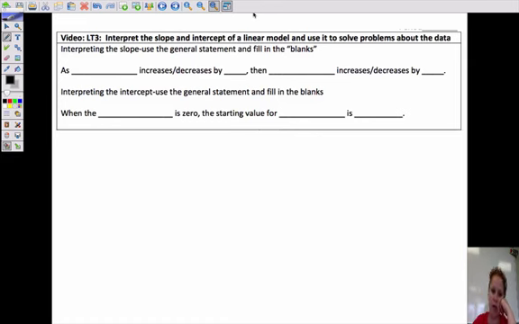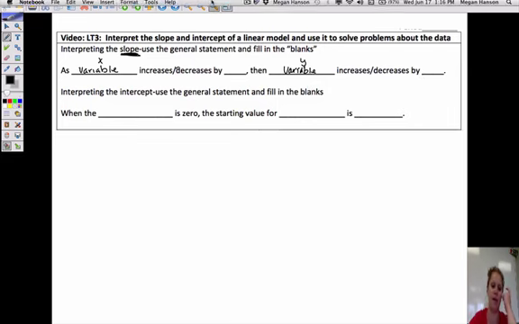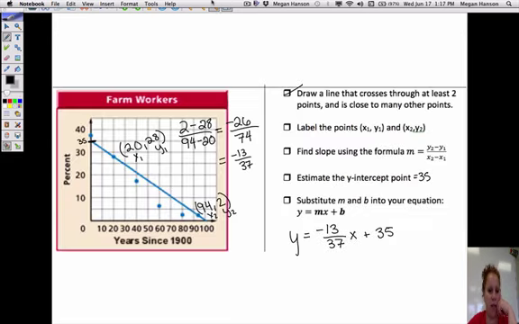So in interpreting the slope, we're going to use this sentence structure. As the, and then you're going to choose one of your variables, usually the x variable, increases or decreases by whatever it does, then the other variable, or usually the y variable, increases or decreases by whatever it does. So let's practice on those scatter plots we did before.